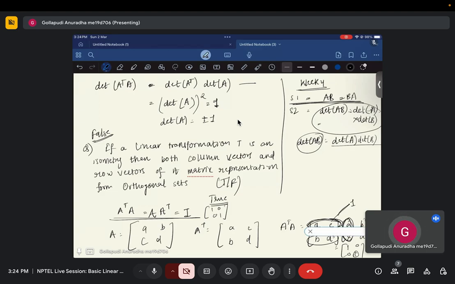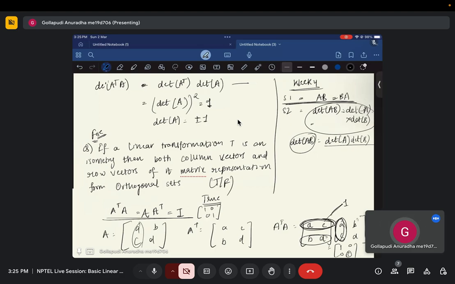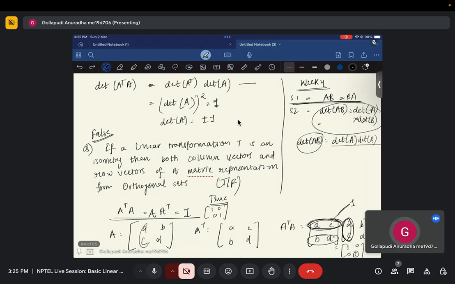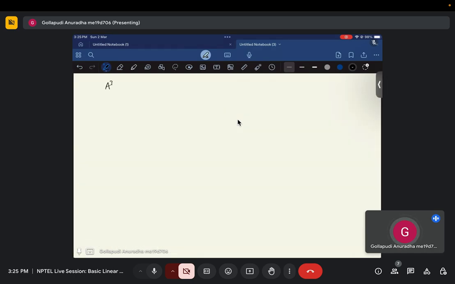Okay, so we saw here that column vectors are going to be orthogonal because the dot product of the vectors is going to be 0. And if you take that example of A transpose A, you can prove that column vectors are orthogonal. Similarly for A transpose, you can find that row vectors will be orthogonal. So it's going to be 1 0 0 1.